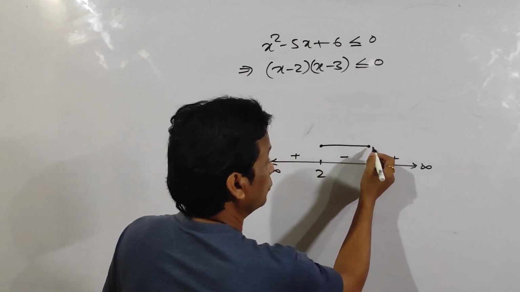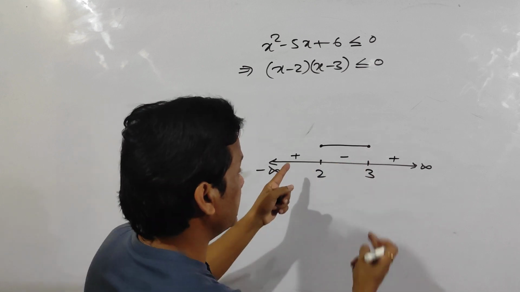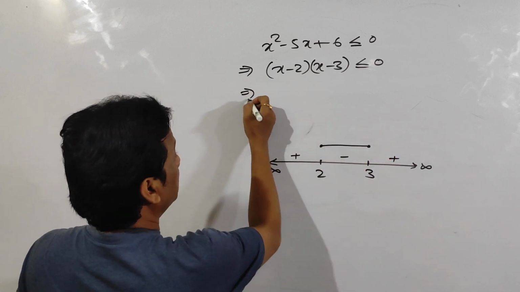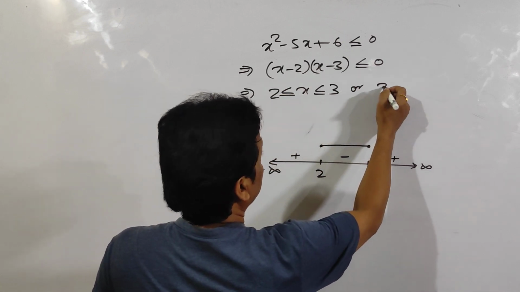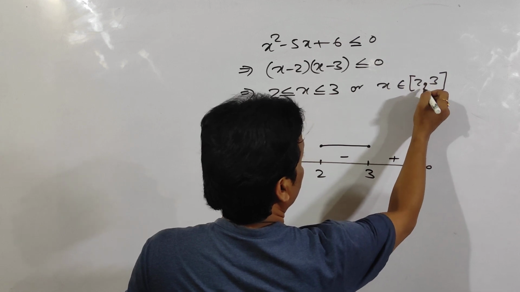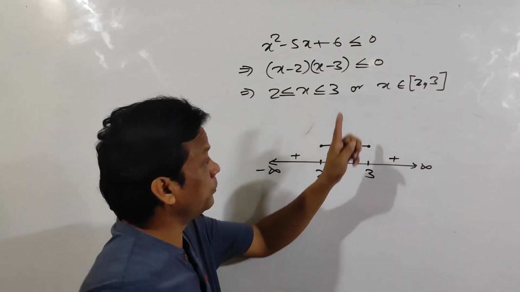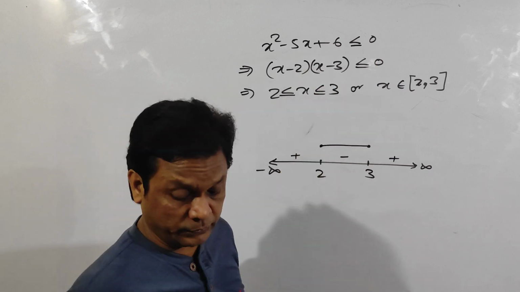You should write like this. Don't put a circle. Instead, you should put a point. That means from 2 to 3. That means I can write x is less than or equal to 3, greater than or equal to 2, or you may write x belongs to [2, 3], closed interval. Closed interval means, as I already told you, from 2 to 3. That means both 2 and 3 are included. Okay, so this is the solution of this one.